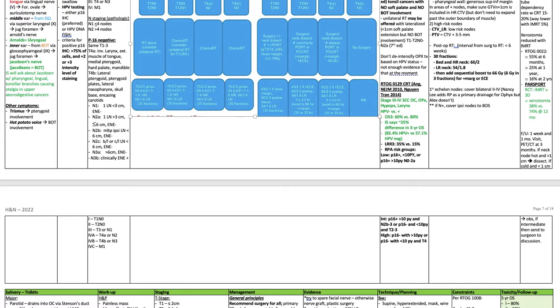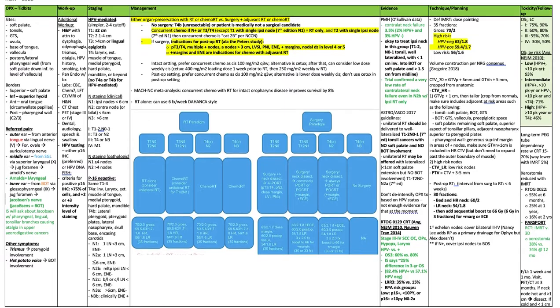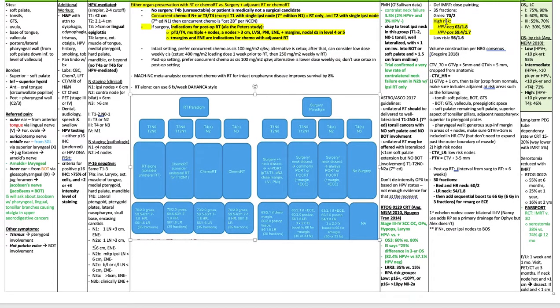RPA risk groups: low risk is P16 positive, less than 10 pack years, or P16 positive, greater than 10 pack years, N0 to N2A. Intermediate risk group is P16 positive and greater than 10 pack years, and N2B to 3 disease, or P16 negative and less than 10 pack years, and T2 to T3. High risk is P16 negative with greater than 10 pack years, or P16 negative with less than 10 pack years, and T4 disease.